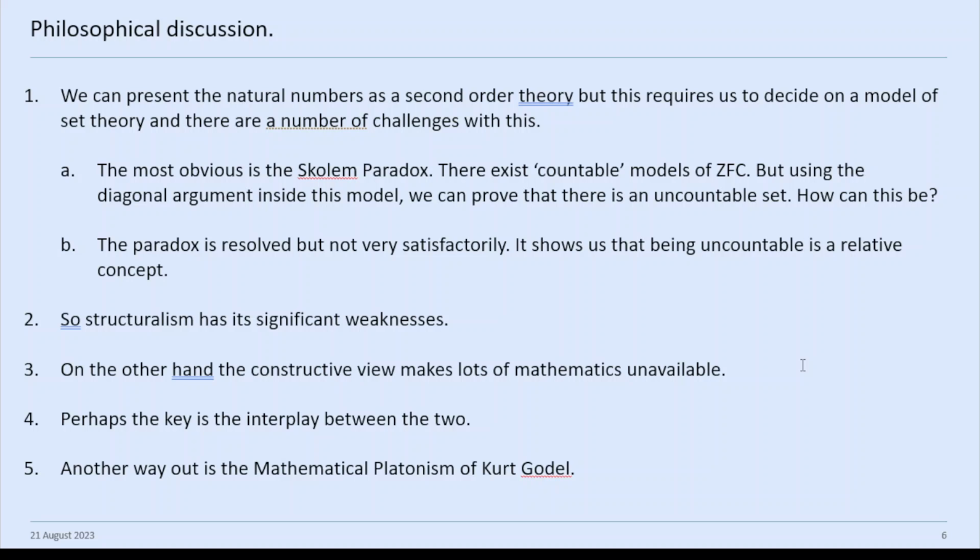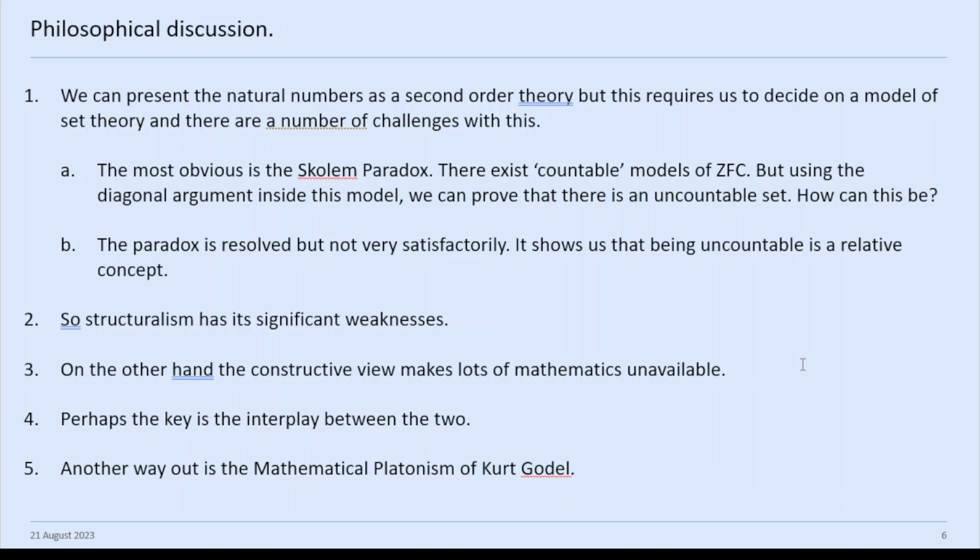So one way around this is to present the natural numbers as a second order theory. So for instance, that would mean that we do have induction, because induction is a kind of second order statement, because it's about sets, isn't it? And the well ordering principle is about sets.